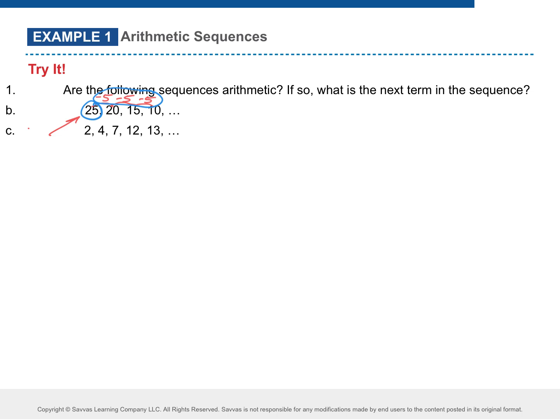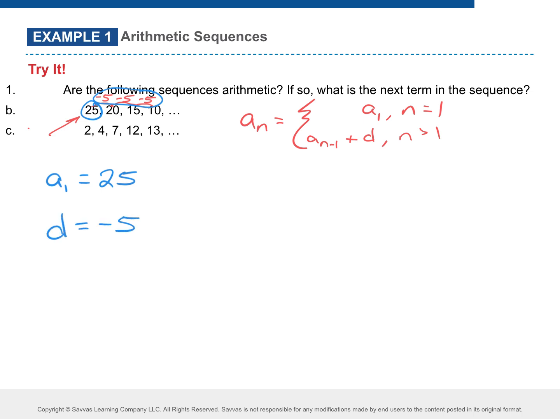Okay, so that sequence we were working with, we're going to write this as a recursive formula. You don't need to rewrite this, I just want you to fill it in. We'll do this one together. In that first sequence, what is my A1? 25. Remember, A1 is my first term. So A1 is 25. What is my difference? Minus 5. Yep, we want that negative with it. Those are the two most important things. That's all I need to know to write the formula.